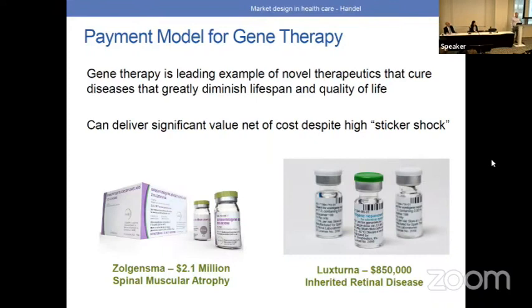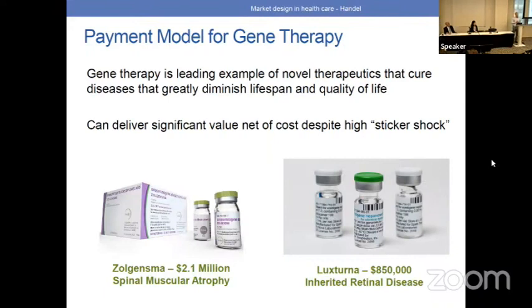Gene therapy is essentially a leading example of novel therapeutics that either cure diseases or greatly front load the cost and the benefits related to a certain disease profile. So these kinds of drugs can potentially deliver significant value, but they're very expensive. So they come with a very high sticker shock for consumers and for policymakers.